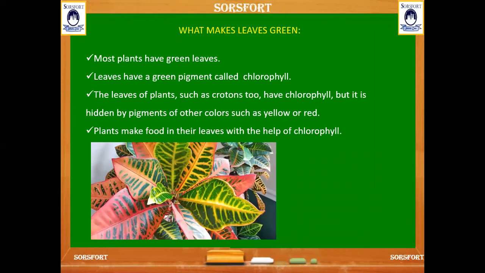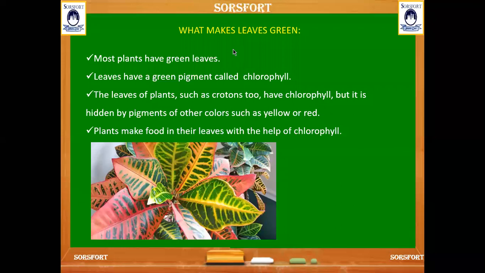And what makes the leaf green? We find most of the leaves are green in color. They have a green pigment called chlorophyll that gives the color to the leaf. And you can see here the croton leaf. It has both red and yellow also in it, isn't it?